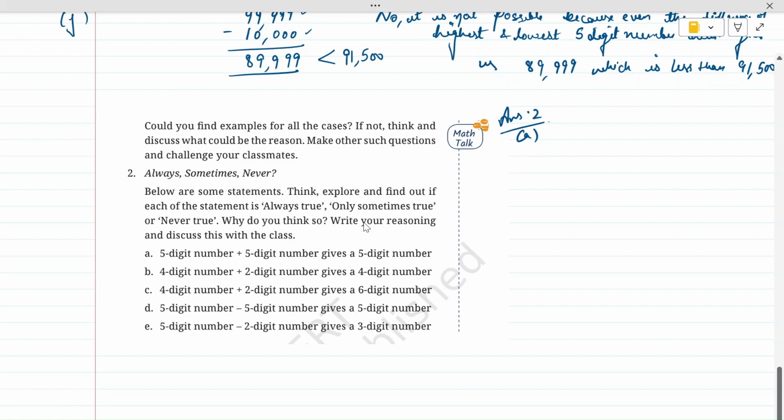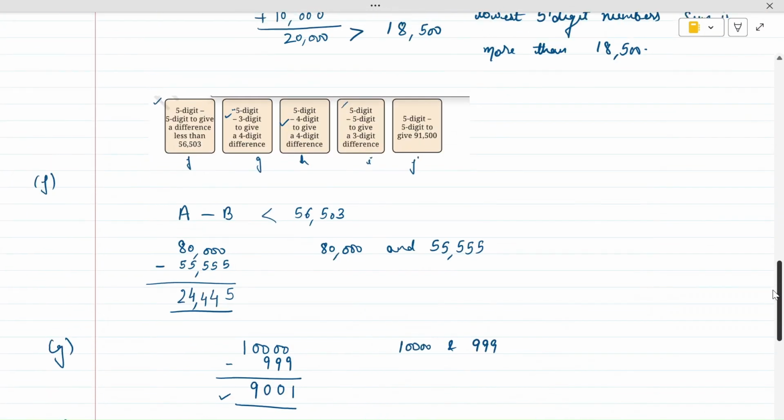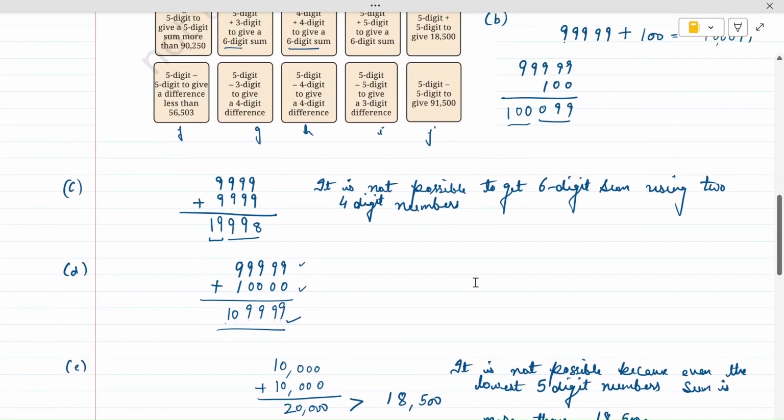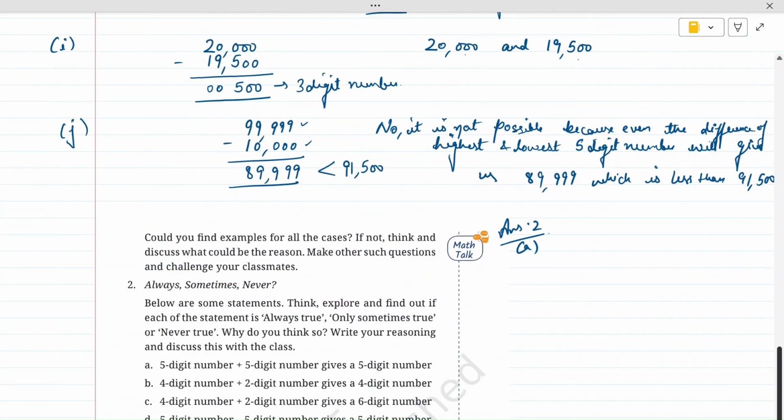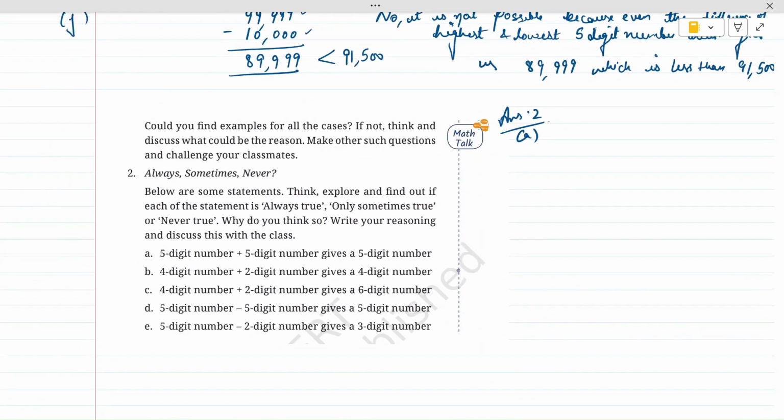Okay, so kids, here we'll have to see, because there are certain scenarios where, when we are adding a 5-digit number to a 5-digit number, we may get a 6-digit number also, because this question also we have done, where we added two 5-digit numbers and got one 6-digit number, like here, in the D part. So what will be the answer of the first one? The answer will be only sometimes true. I'm writing S, sometimes true.